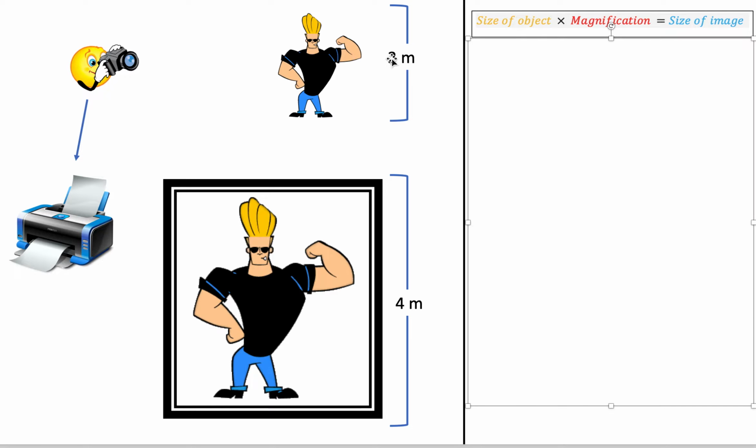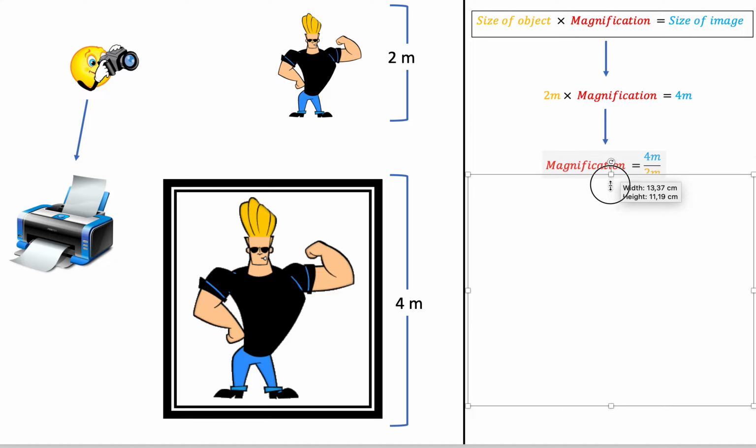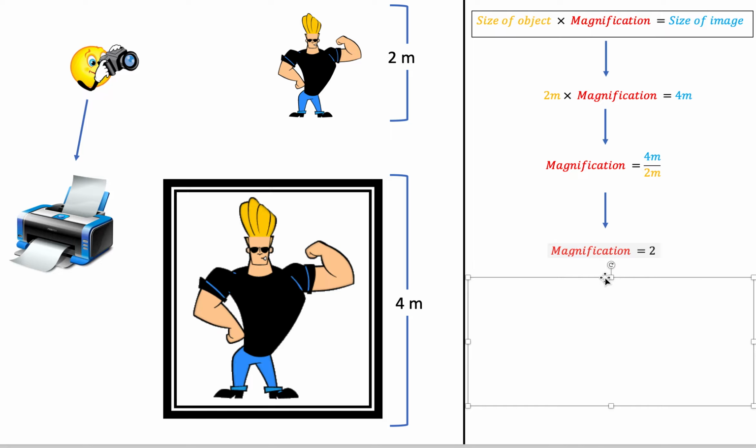And in your head you knew, okay, if he's 2 meters tall, so let's get to it. If he is 2 meters tall, times whatever magnification we're trying to find, he must be 4 meters tall in the image. So what is the magnification? So all you have to do, right, is divide each side by 2 meters to isolate magnification. So like this, divide each side by 2 meters, then we have 4 meters over 2 meters is magnification. Now we can just do the simple math and get to the answer of magnification is 2. So he was magnified twice.